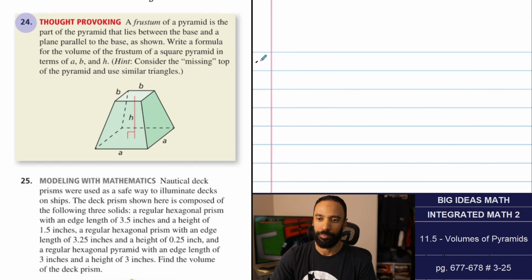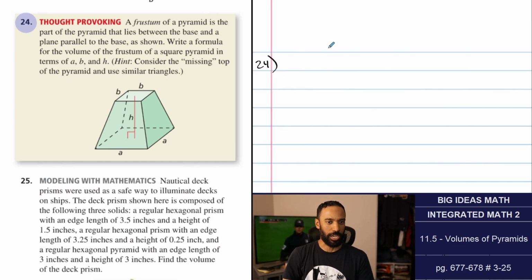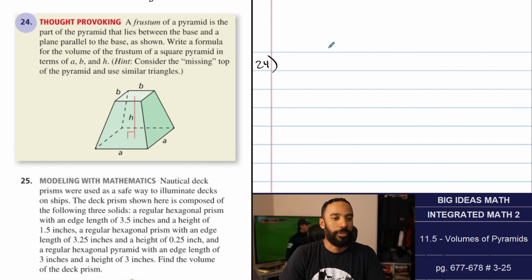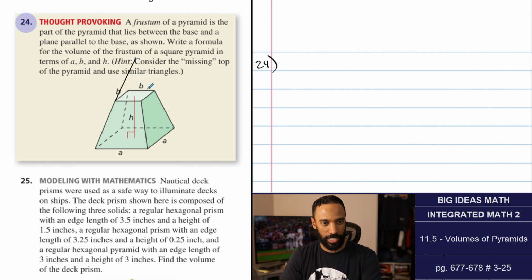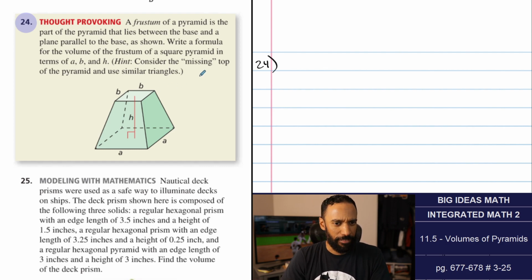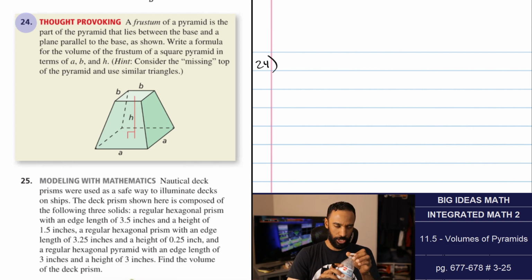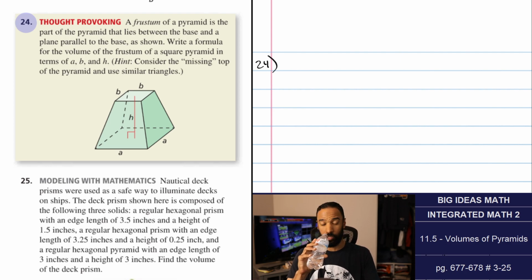Thought-provoking, number 24. A frustum, I never heard of that, of a pyramid is the part of the pyramid that lies between the base and a plane parallel to the base as shown. Oh, of a pyramid. I was thinking of a trapezoid. So basically, we cut out part of a pyramid like that, right? So this is like a cross-section of it. It's a frustum. Maybe I have heard of it. Write a formula for the volume of the frustum of a square pyramid in terms of A, B, and H. Consider the missing top of the pyramid and use similar triangles. Yes, I agree.